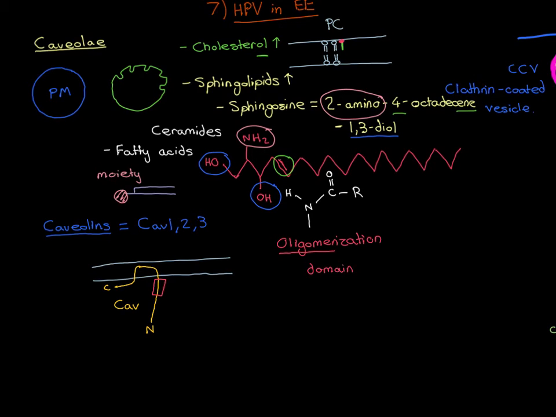And now what's going to happen is that caveolin proteins are going to oligomerize, and they oligomerize together into sets of about 14 to 16. So 14 to 16 of them are going to join together.